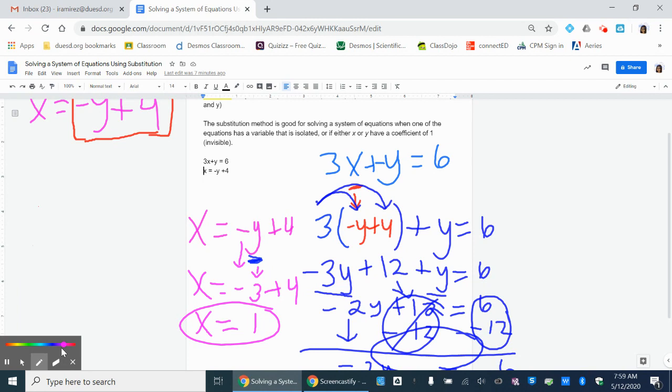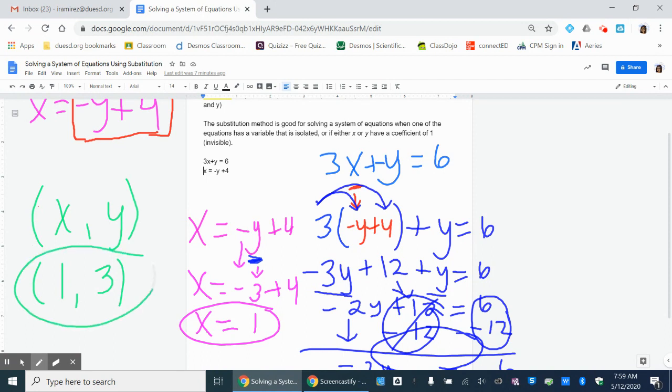And if you guys remember when we were solving a system of equations by graphing, we would write the solution as a point. So I'm going to write my solution as a point, x comma y. And since x is 1 and y is 3, my solution is 1 comma 3.